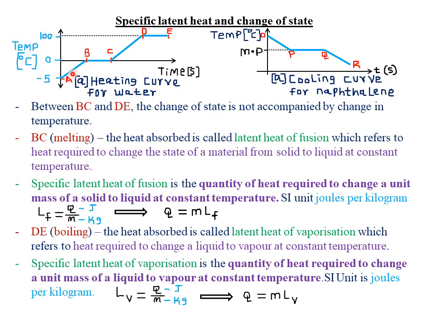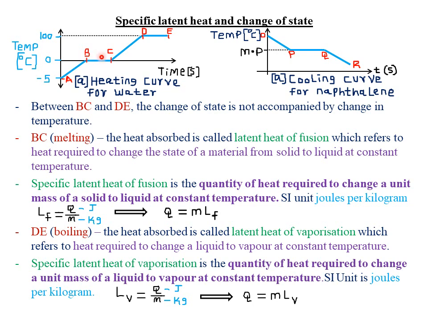So the heat that is absorbed is used to increase the temperature of solid ice from negative 5 degrees up to 0 degrees. Then between point B and C, you can see that we have a constant temperature of 0. We know that the melting point for water is 0 degrees, so the solid ice will simply melt. It will change its state from solid into the liquid form.